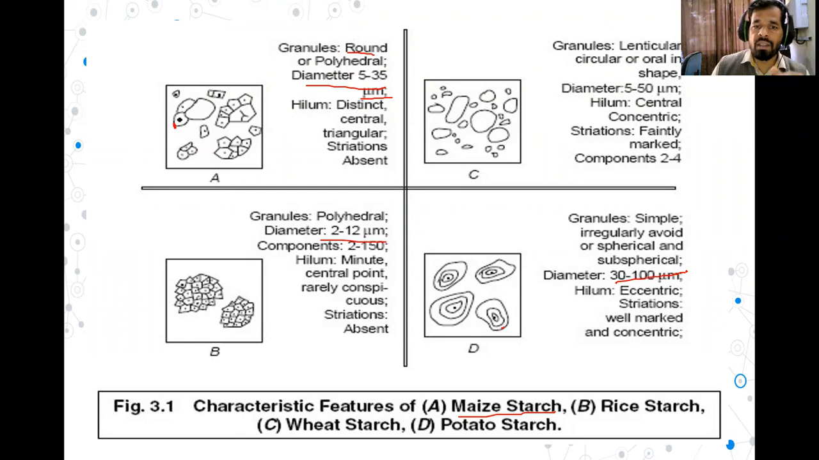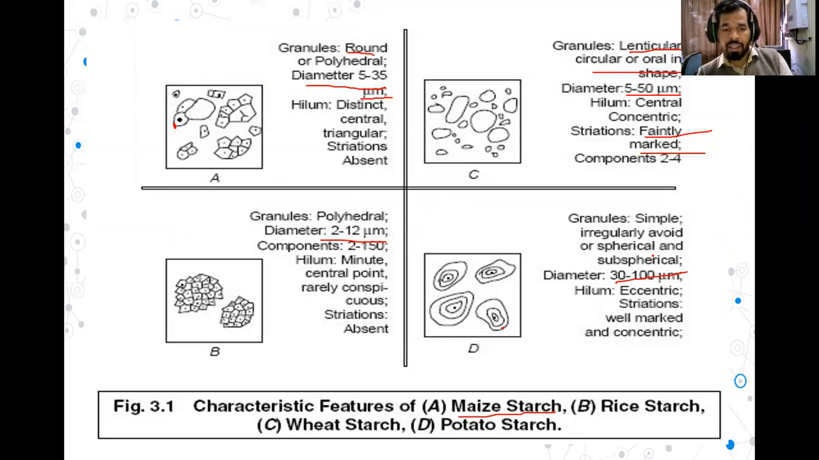Then type D is potato starch. The size is larger than all the mentioned starches here, about 30 to 100 micrometer, and well marked striations are there. Here you can see faintly marked striations, and the size of wheat starch is 5 to 50 micrometer. The shapes differ: maize starch is round or polyhedral, rice starch is polyhedral, wheat starch is lenticular, circular or oval, and potato starch is simple, irregularly spherical and subspherical. So these are the characteristic features of the starches.